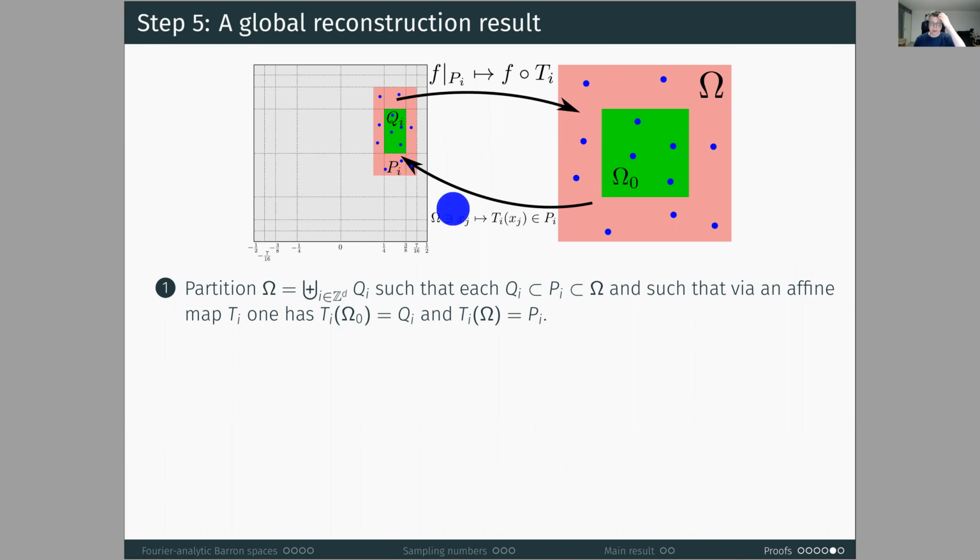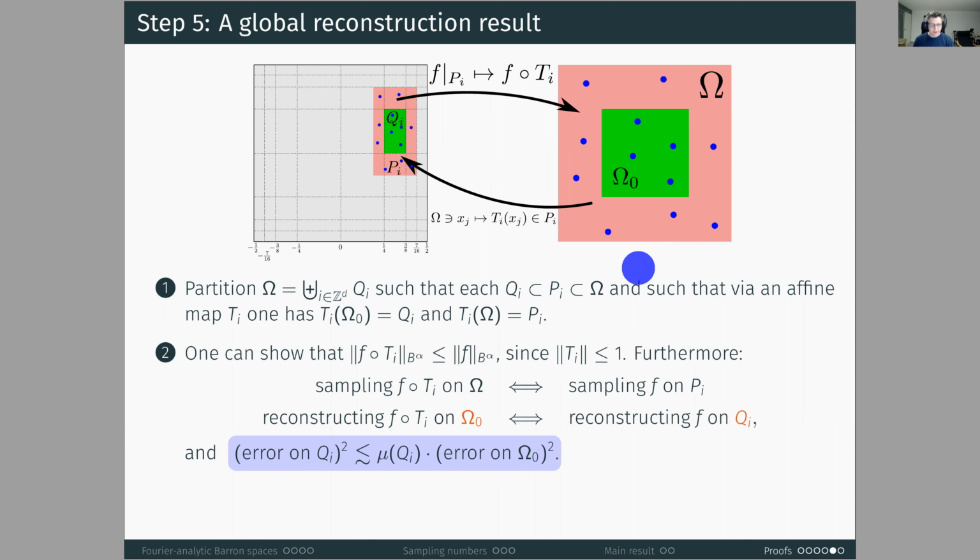This is the first important property. And the second property is, just by a suitable affine map, you can transform this situation into the situation that we had in the previous lemma, where you basically sample on omega and reconstruct on omega naught. And what this tells us is that if we can sample our function on the full large rectangle Pi, we can reconstruct well on Qi.